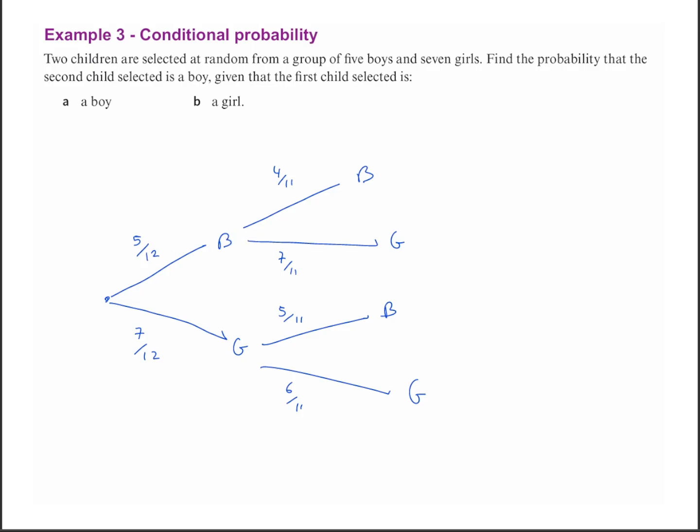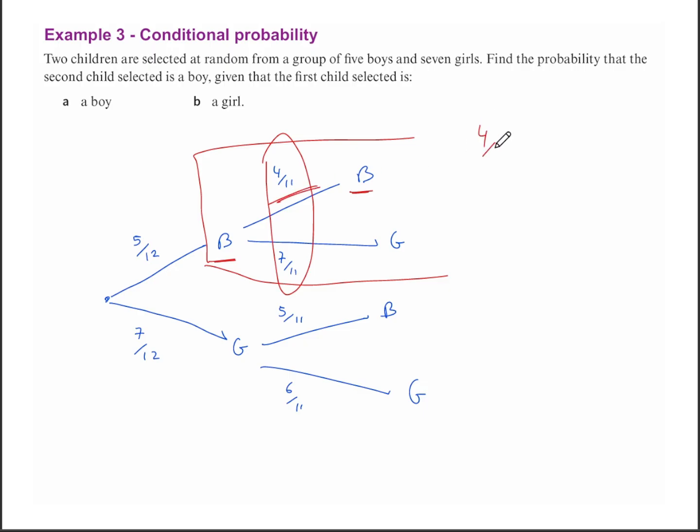Then we are told, find the probability that the second child selected is a boy, given that the first child selected is already a boy. So if we are already given this, we don't have to go through this first stage. We are already at this stage here. The total possible outcomes is this and this together, which obviously adds up to 1. From that, to get a boy is just 4 over 11. Therefore, the answer here is just going to be 4 over 11.